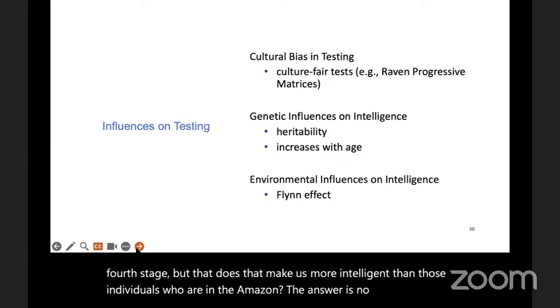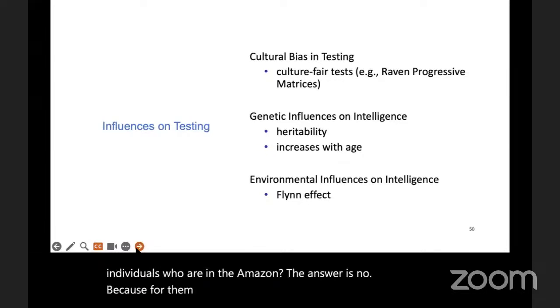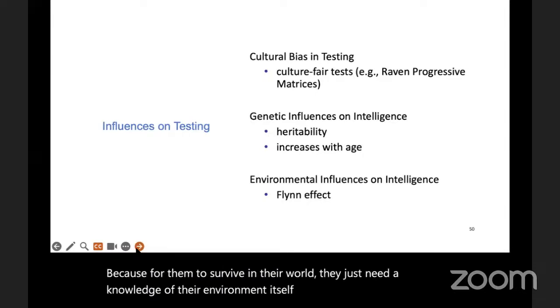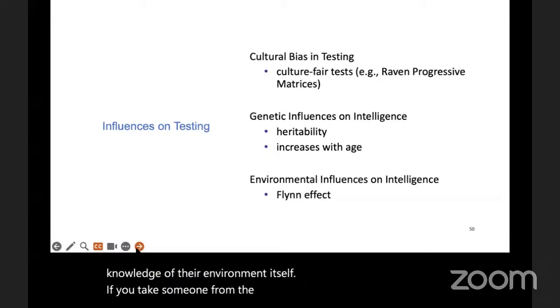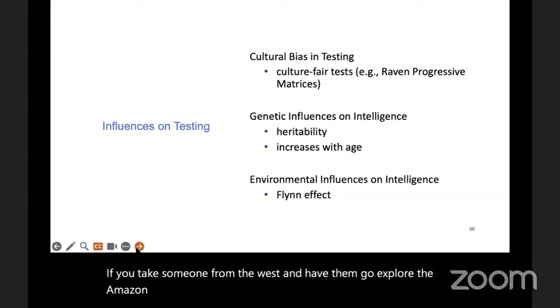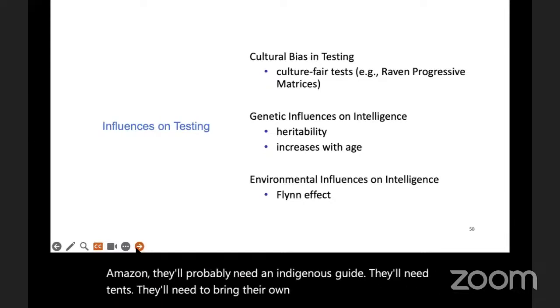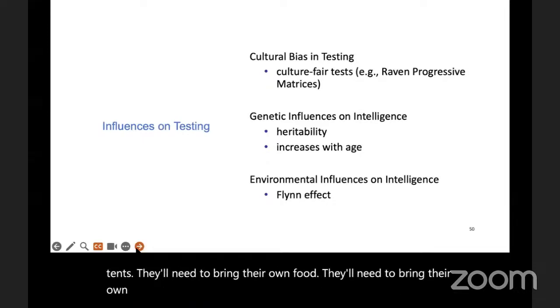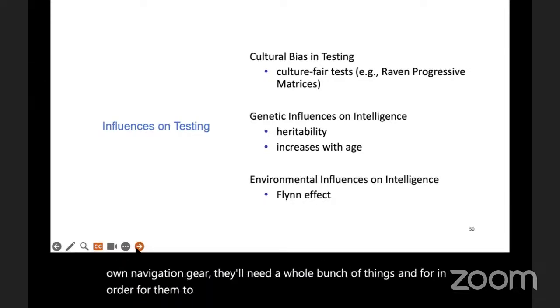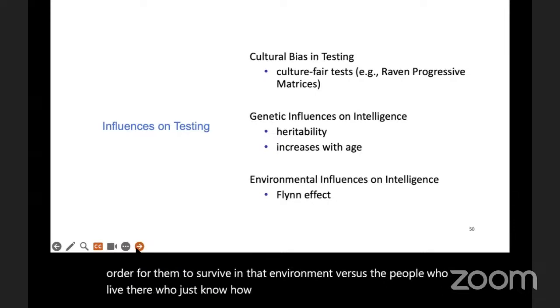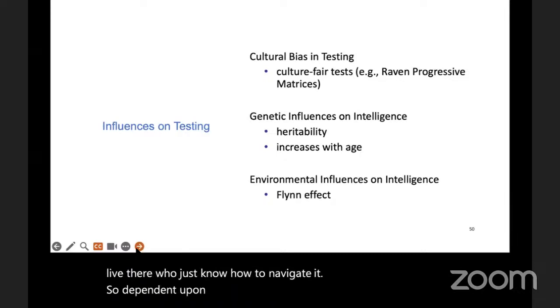The answer is no. Because for them to survive in their world, they just need a knowledge of their environment itself. If you take someone from the West and have them go explore the Amazon, they'll probably need an indigenous guide. They'll need tents. They'll need to bring their own food. They'll need to bring their own navigation gear. They'll need a whole bunch of things in order to survive in that environment, versus the people who live there who just know how to navigate it. So the situation really determines what type of intelligence we need.